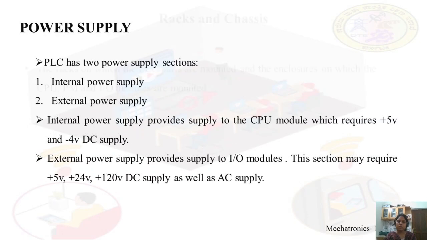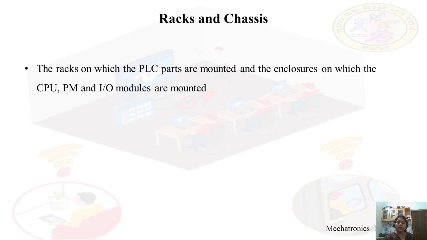This is about the power supply. And see, for the CPU, it should be DC only. But the external power supply to the IO module may be AC or it may be DC supply. And next one is racks and chassis. The racks on which the PLC parts are mounted, and the enclosures on which the CPU, program monitor and IO modules are mounted. The rack is nothing but all the components mounted on it. It is called racks and chassis.